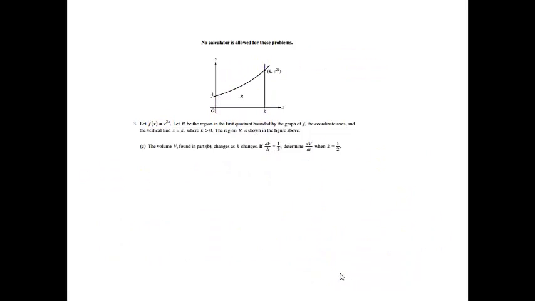All right, part C. The volume V found in part B, so I am going to write that down again. We found that the volume was 1/4 pi e to the 4k minus 1/4 pi. So that's the volume that they're referring to. And it says it changes as k changes. And we know if dk/dt equals 1/3, determine dV/dt when k equals 1/2. So basically, they just turned it into a related rates problem.